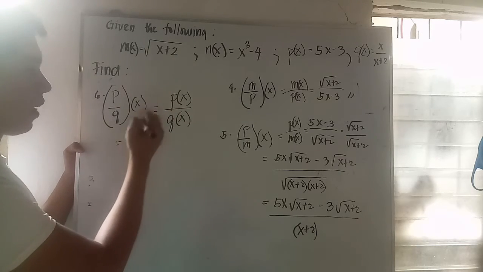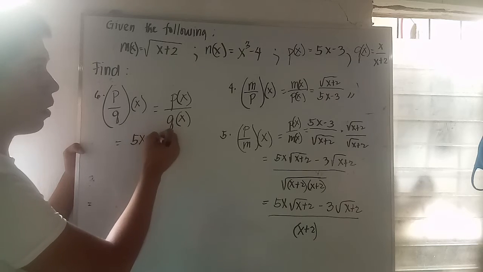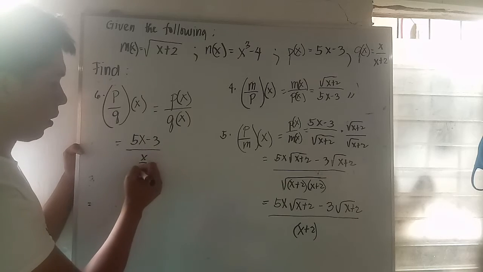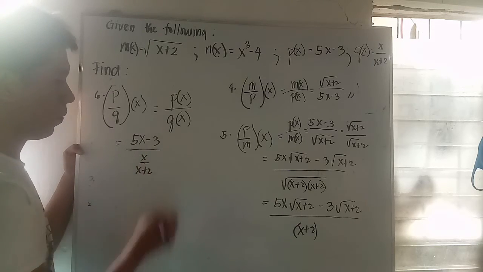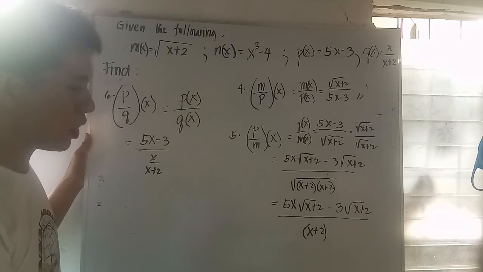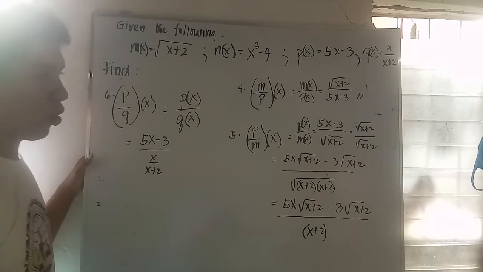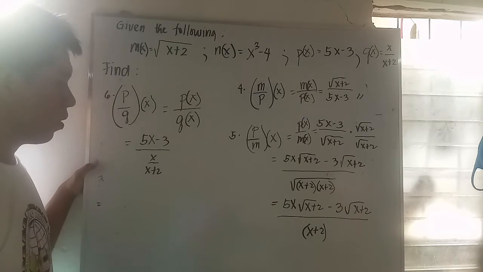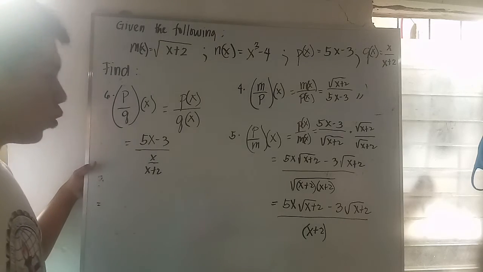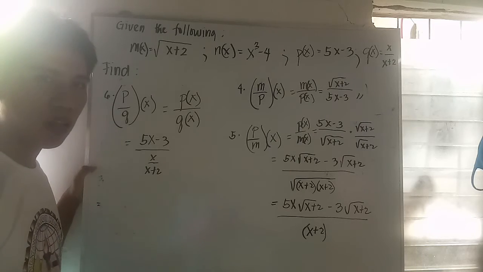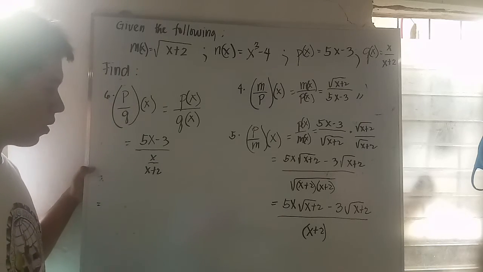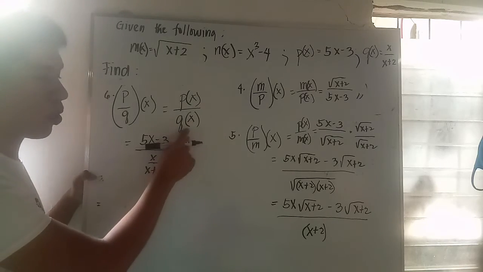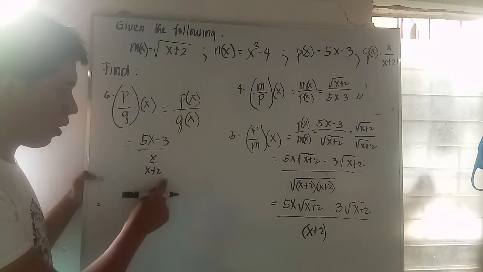So what is our p of x? We have 5x minus 3 over. Our q of x is x over x plus 2. So take note, in dividing numbers, especially fractions, wherein there are fractions involved, you will get the reciprocal of the divisor, then after which multiply. So since our divisor here is x over x plus 2, this is the value of our q of x, we will get the reciprocal of this one.